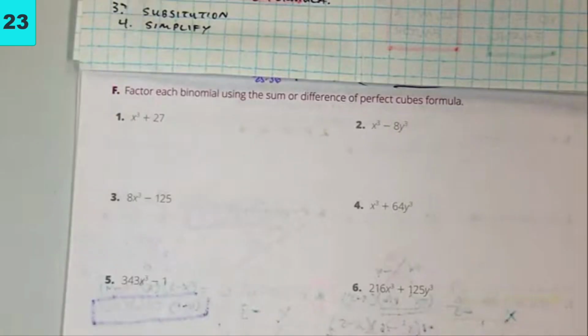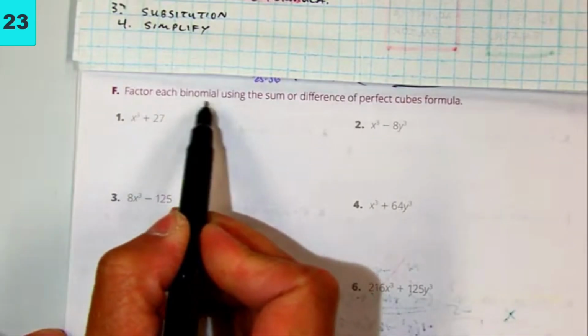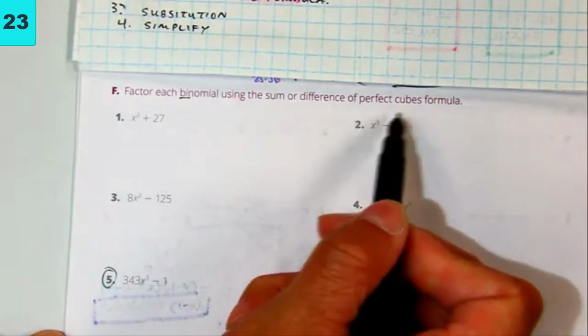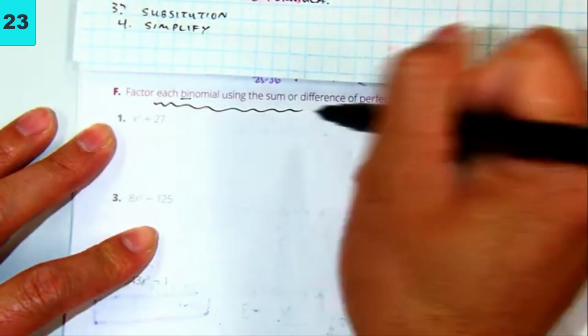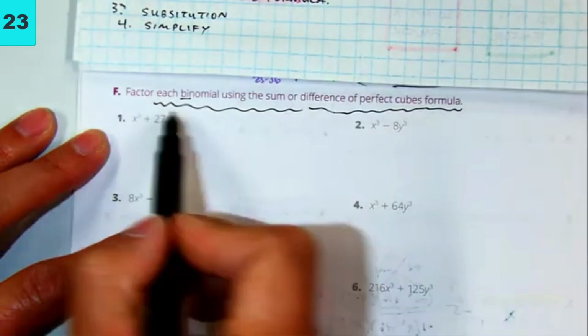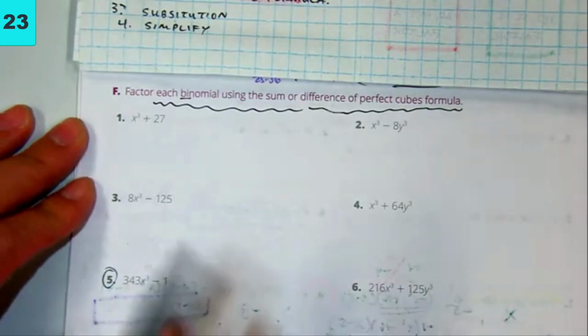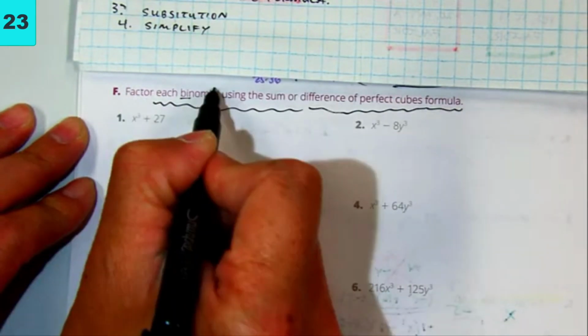Alright, for question number 5, let's do number 5. But let me read the directions. Factor each binomial by means of using the sum and difference of perfect cubes formula. Remember, everything that I'm squiggling, you won't have those hints. On your next test next week, it'll just tell you to factor. So your hint is a binomial.